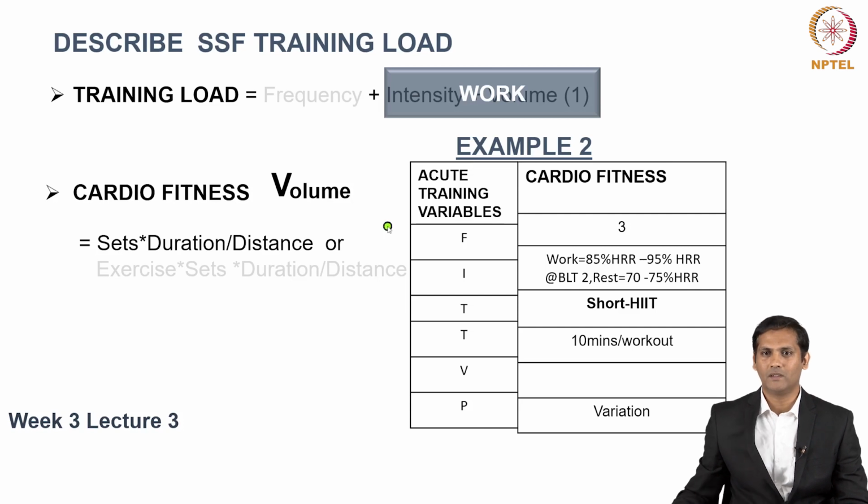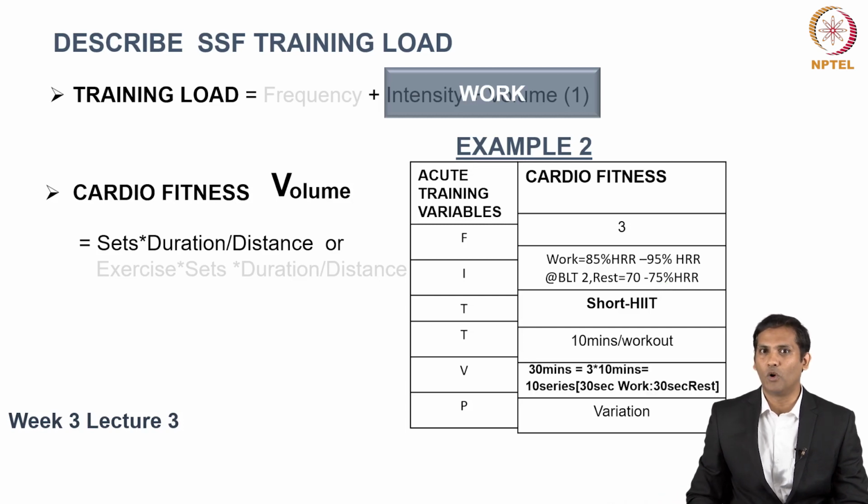In this example, the type of stimulation given is short HIIT. As mentioned earlier, when you say interval training, you have a work interval and you have a rest interval. Now you plan to improve your blood lactate threshold 2, where you gave a prescription of work interval to train at 85% to 95% of blood lactate threshold and the rest interval at 70 to 75% of HRR.